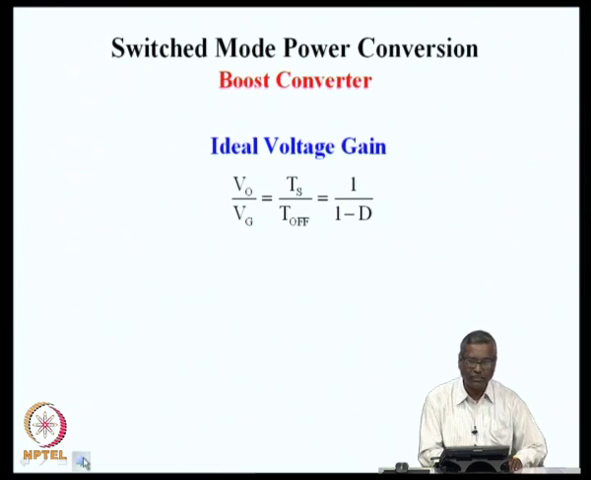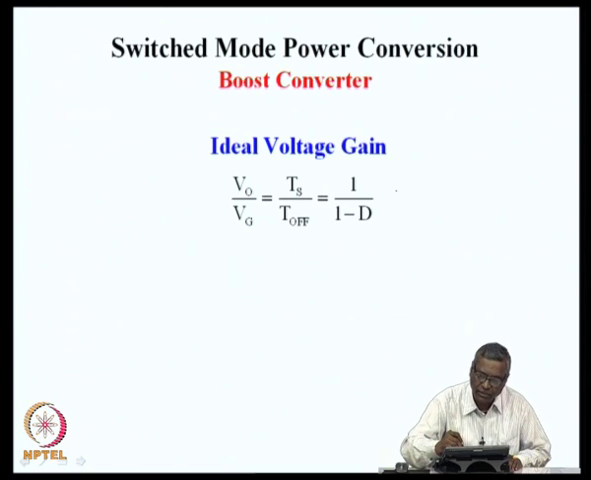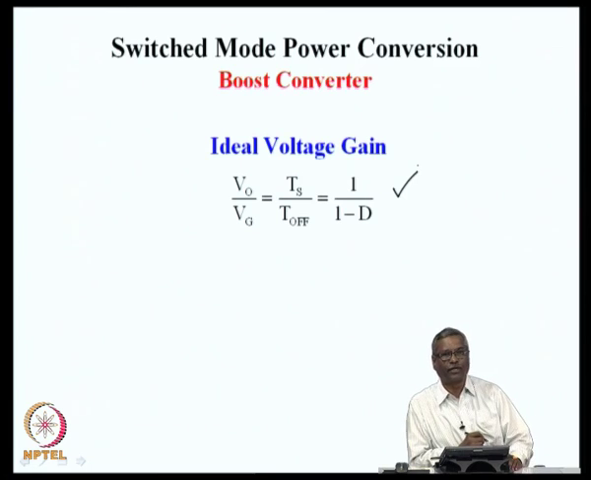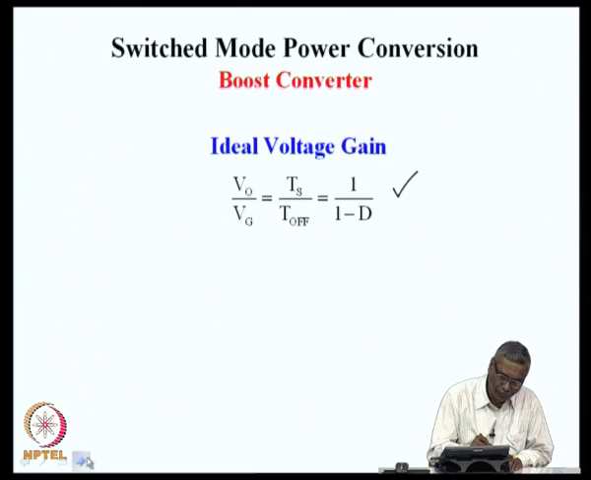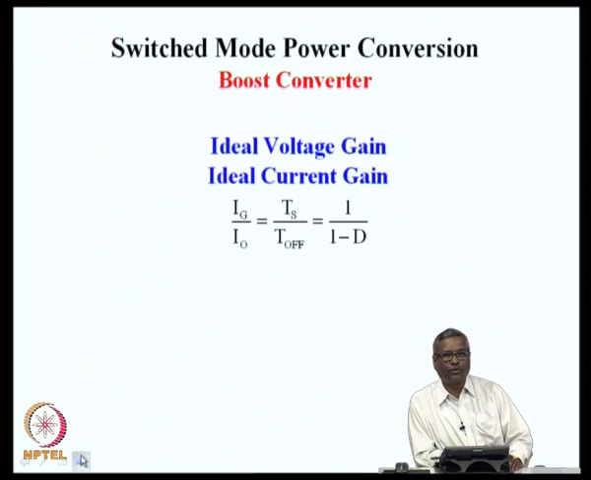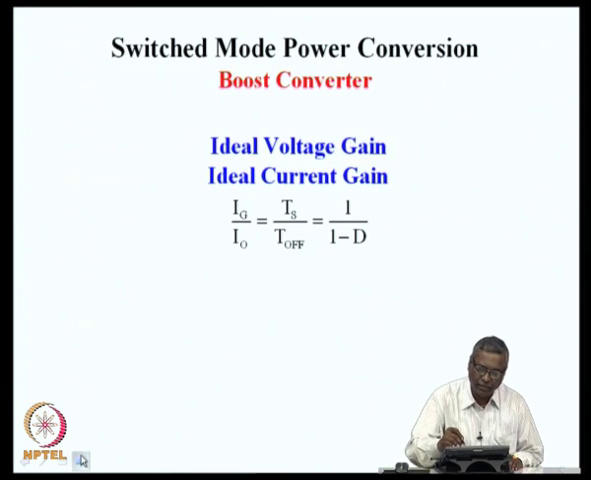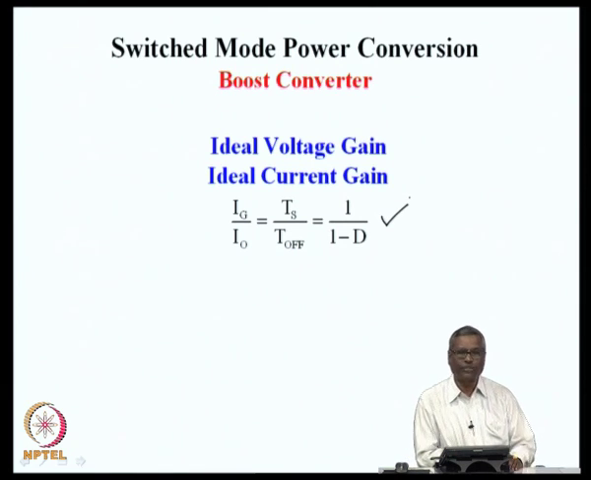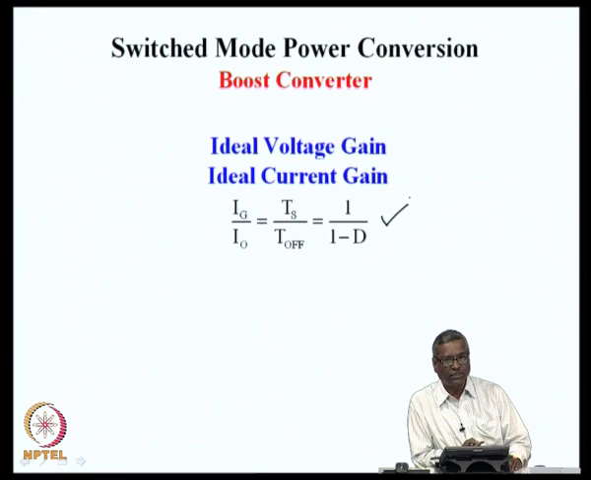From volt second balance, we found that V naught by Vg is 1 by 1 minus D, which is a good thing. We are able to convert power and deliver a voltage which is more than the input voltage, and that is the reason for this converter to be named as boost converter. The next thing that we found was that the ratio of input current to the output current is also a function of D, and this also has the same ratio as the forward voltage converter. This is true in all the power converters where no loss is taking place.